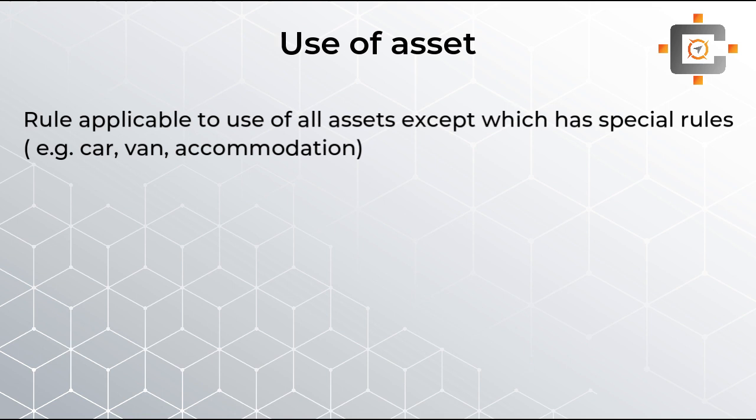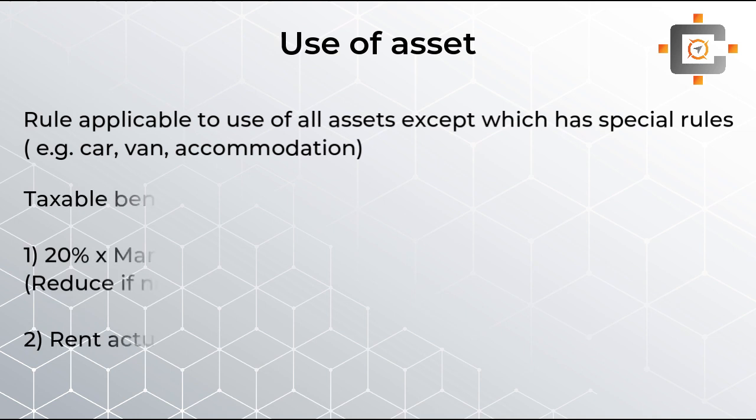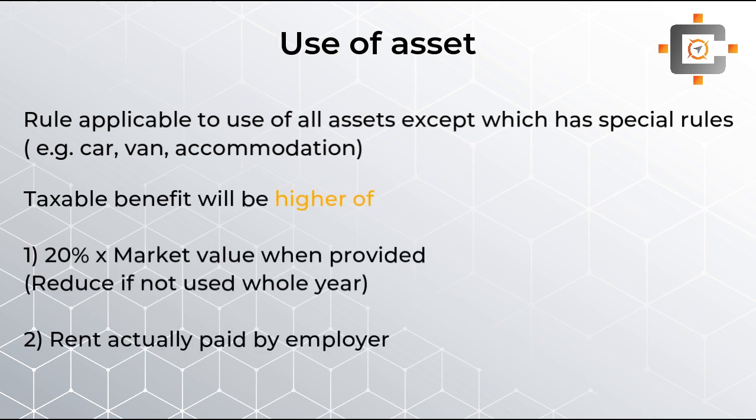Now how to calculate taxable benefit over here? It will be the higher of, first of all, 20% of the market value when provided, and yes, if it is not used for the whole year, you have to reduce it. And then the second amount is the rent paid by the employer. Now whatever will be the higher amount, students, it will become taxable. So I hope you are getting this.